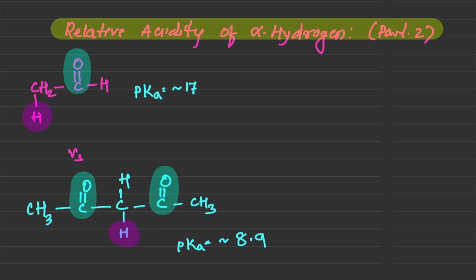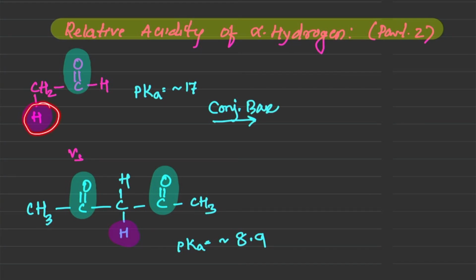Now the question is why? Why is this one more acidic? To be precise, this alpha hydrogen is a lot more acidic. Obviously, you can calculate the acidity of this alpha hydrogen, which should be around 16 to 20, but this particular one is a lot more acidic. So here is why. The way we decide acidity is by looking at the conjugate base. What happens once that acidic hydrogen is gone? What does the conjugate base look like?